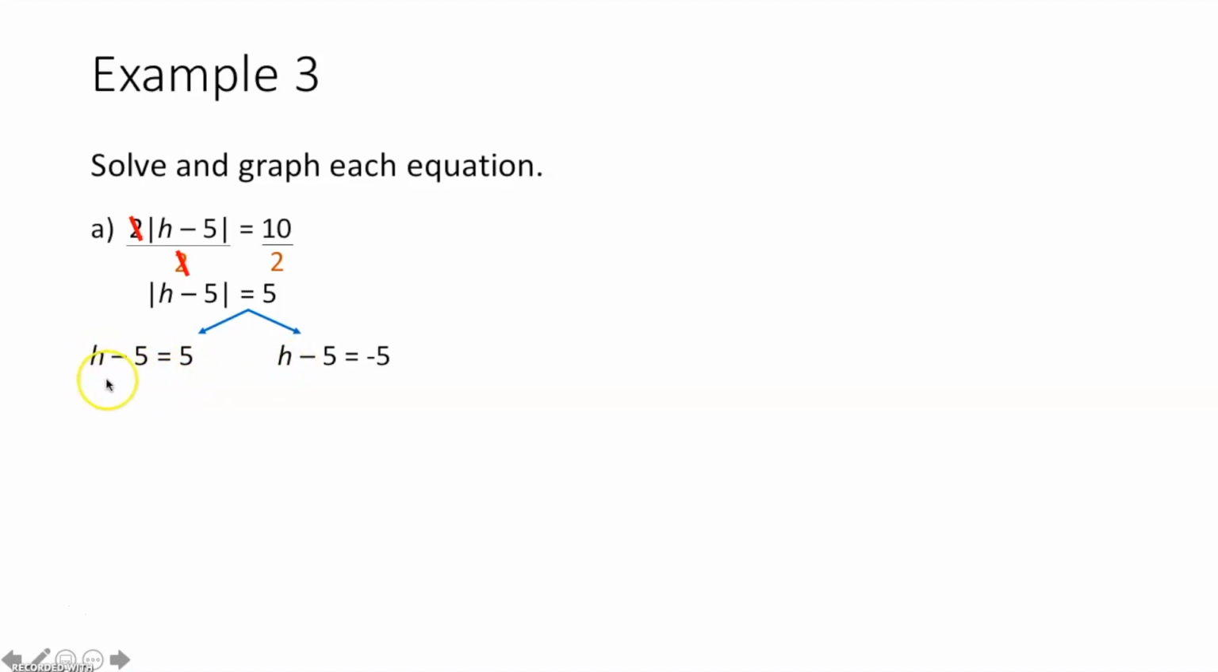So on this side, to solve this equation for h, I simplify, move, solve. Again, all I have to do is get my constants to the right. So I'm going to add 5 to both sides to cancel out this minus 5. Over here, 5 plus 5 gives you 10. So we have h equals 10 as one of our possible answers.